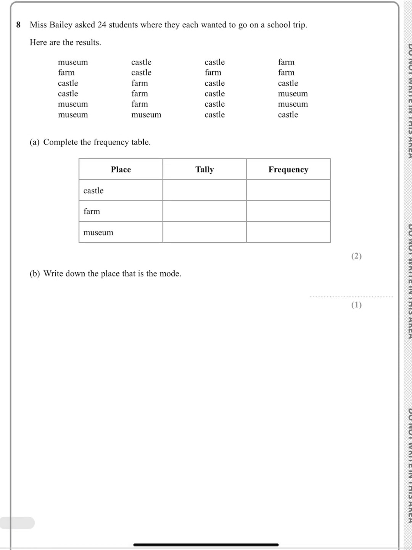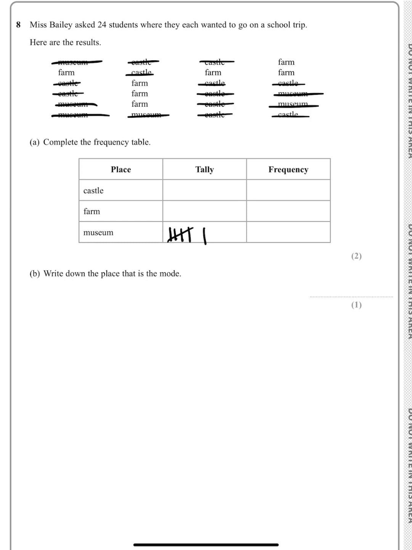Question 8 says, Miss Bailey asked 24 students where they each wanted to go on a school trip. Here are the results. Complete the frequency table. So I'm going to complete my tally to begin with. So I've got museum here 1, 2, 3, 4, 5, 6. And then how many castles do I have? 1, 2, 3, 4, 5, 6, 7, 8, 9, 10, 11.